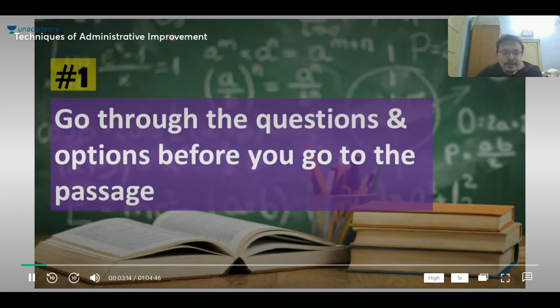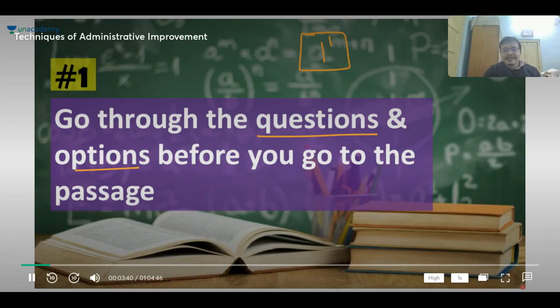What is the first thing you're supposed to do in an RC passage? The first 1 minute of any RC passage should be spent in going through the questions and options in the passage. Now, the moment I say this, a lot of you will ask, why should I go through the question options before I go through the passage itself?